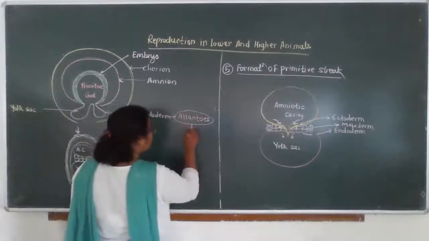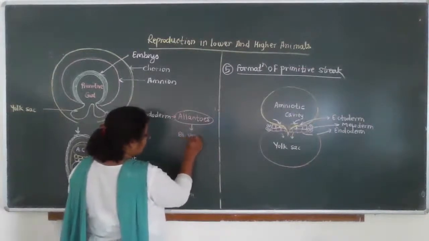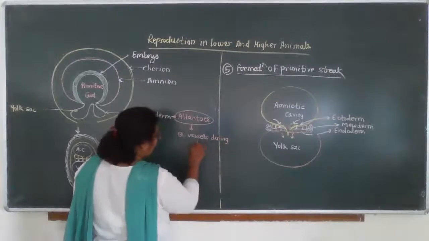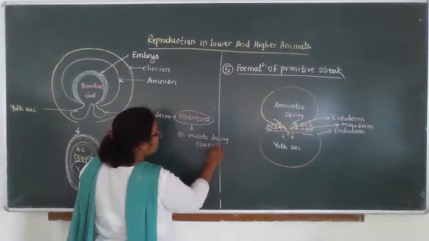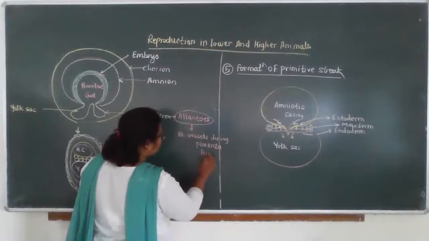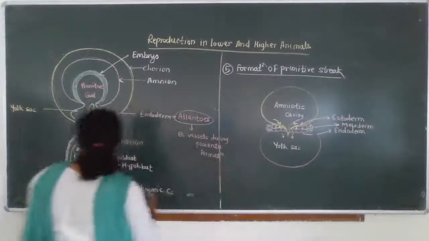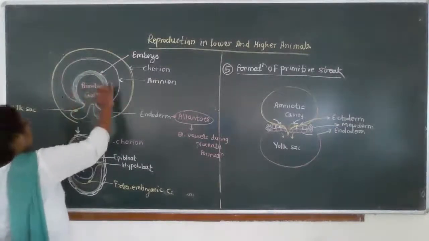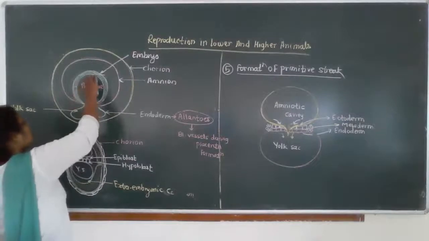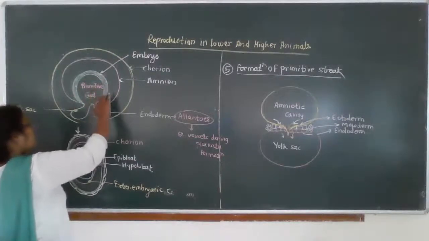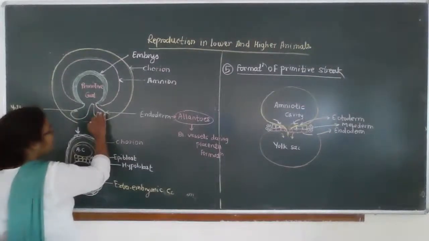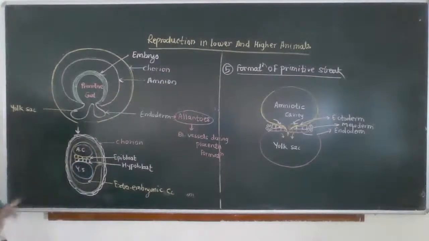Okay, this allantois is forming the blood vessels during placenta formation. Okay, this is its role. As you know, this is the amniotic cavity, this is the yolk sac, this is the embryo. And this embryo, firstly, forms a primitive gut. This gut is made up of an endoderm, which is extended out. This extended region of the endoderm is called the allantois. Clear, everyone? Then the next one.